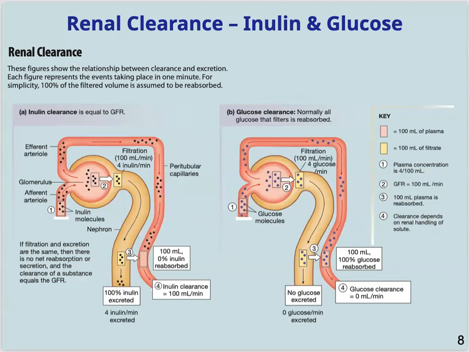Here we're going to look at the renal clearance examples for a few other substances. So we've already discussed inulin. It's freely filtered and neither secreted nor reabsorbed. So that means 100% of what is freely filtered into the Bowman's capsule ends up being excreted. And so therefore the clearance of inulin equals GFR.